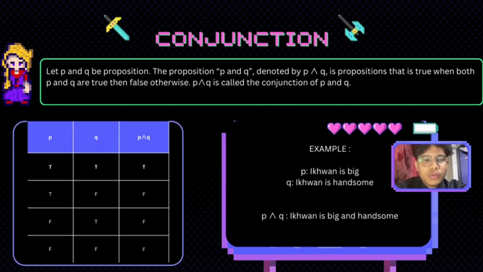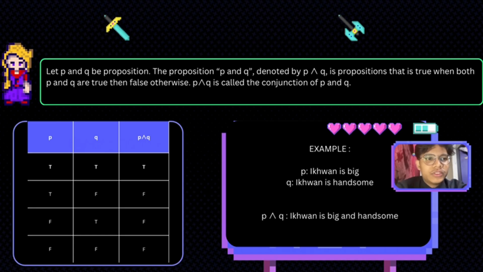Conjunction. Let P and Q be propositions. The proposition P and Q, denoted by P ∧ Q, is the proposition that is true when both P and Q are true, and false otherwise. P ∧ Q is called the conjunction of P and Q. Let's say P is true, Q is true, P ∧ Q is true. P is true, Q is false, P ∧ Q is false. P is false, Q is true, P ∧ Q is false. P is false, Q is false, P ∧ Q is false. For the example, P: is big, Q: is handsome, P ∧ Q: is big and handsome.